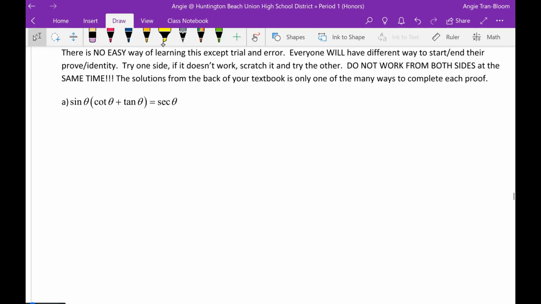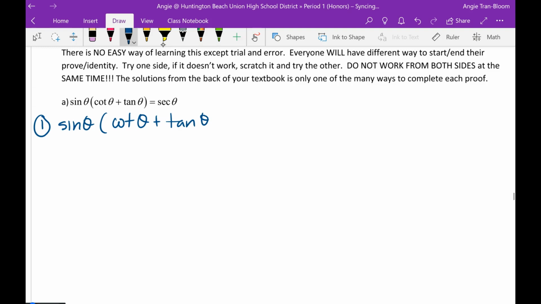Okay, let's start with this one. Pick a side, pick any side. Left. Write number 1 and number your steps, and end the proof with your initial if you're confident and done. So sine of theta, cotangent of theta plus tangent of theta. What's your goal? Get it to secant. All right, step 2. What do you want to write?